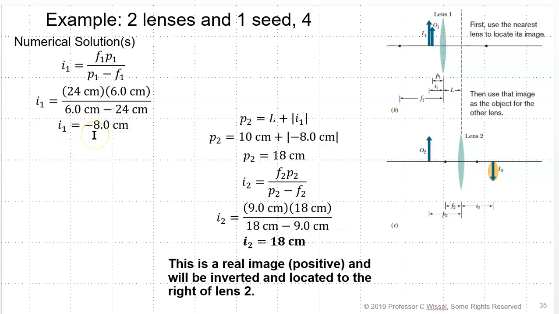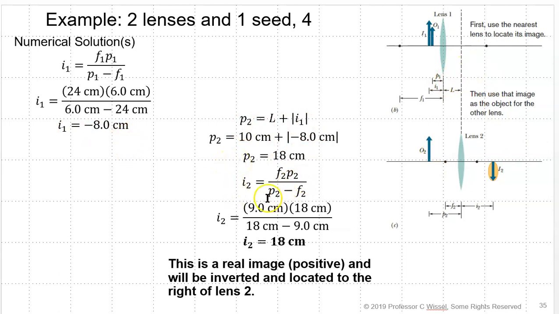I1 is minus 8 centimeters. Now, that means it's a virtual image, and we probably did the diagram correct. So I1 is forming 8 centimeters to the left of the center of lens 1. Now we have to use that to determine where, relative to lens 2, the new object, that is the image from the first lens, is. And of course, we had to add L, which is 10 centimeters, to this 8 centimeters here. So P2 is 18 centimeters.